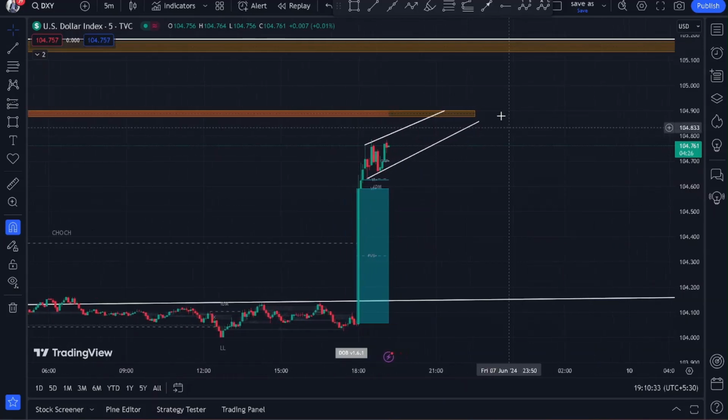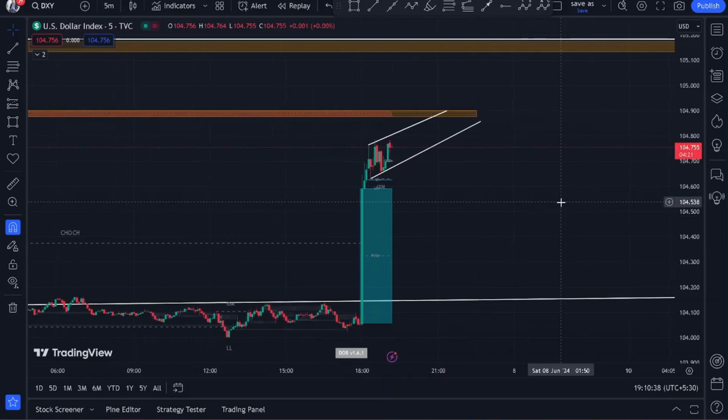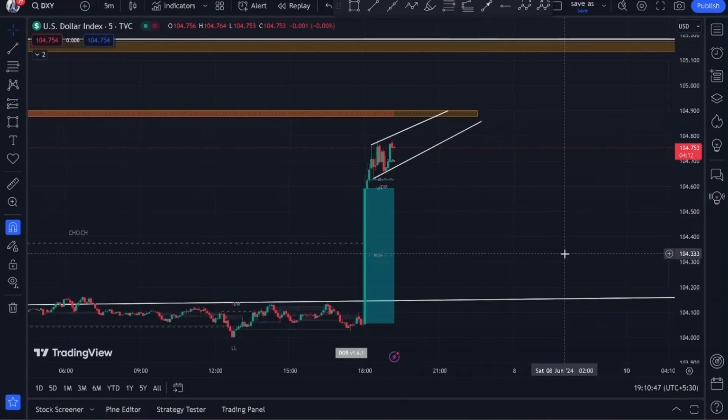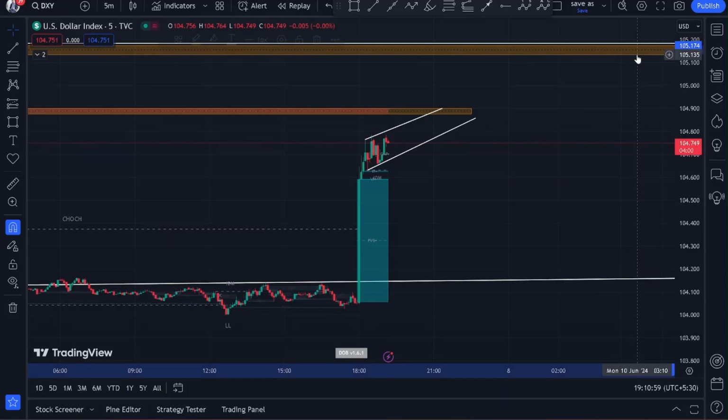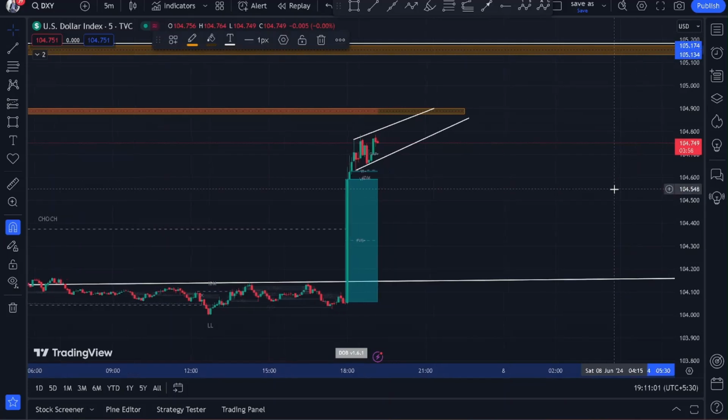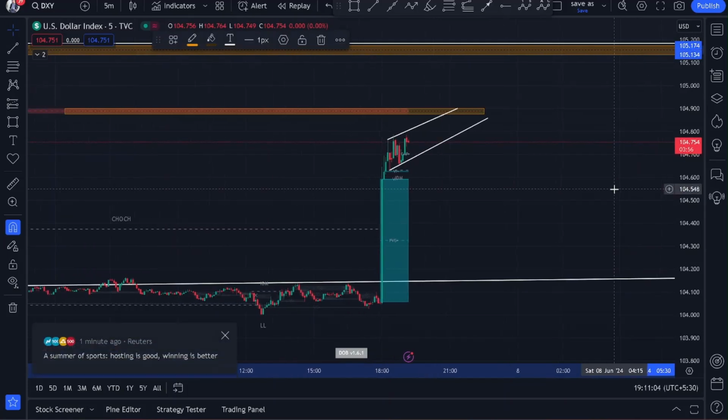Mostly it happens near the resistance where the price starts forming a bearish pattern, or on the support it starts forming a bullish pattern. If the price goes up to the rejection zone and we can see any RSI divergence or MACD divergence, it could be another confluence for the trade. So this is about DXY. We have the resistance again at 105.135.